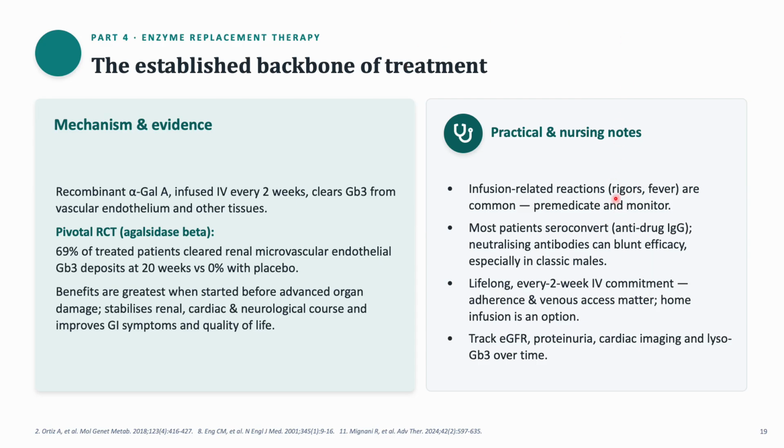Infusion-related reactions are very common. Pre-medicate and monitor. Most patients seroconvert to have anti-drug antibodies. Neutralizing antibodies can blunt the efficacy, especially in classical males. Treatment is lifelong, every 2 weeks, so adherence and venous access matter. Home infusion is an option. Track eGFR, proteinuria, cardiac imaging, and lyso-Gb3 over time.